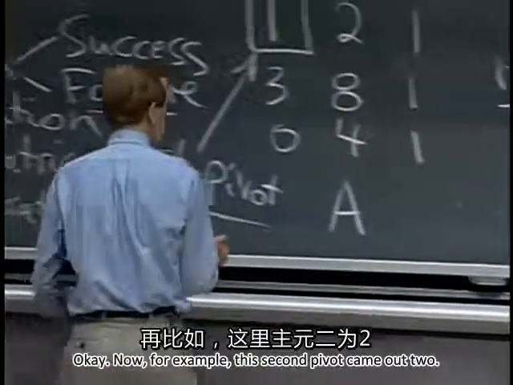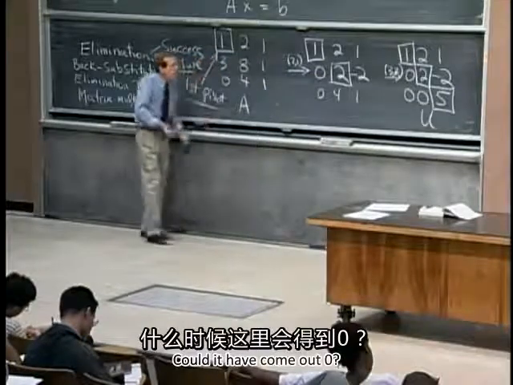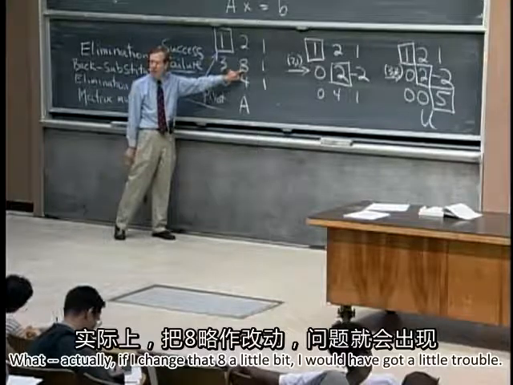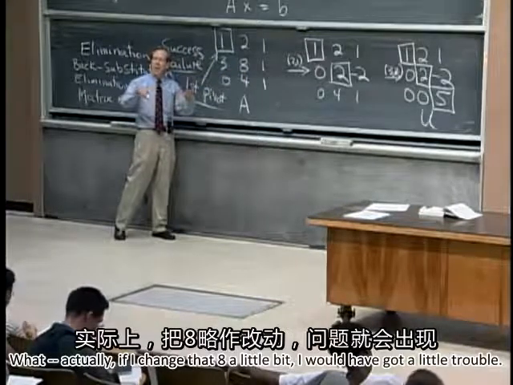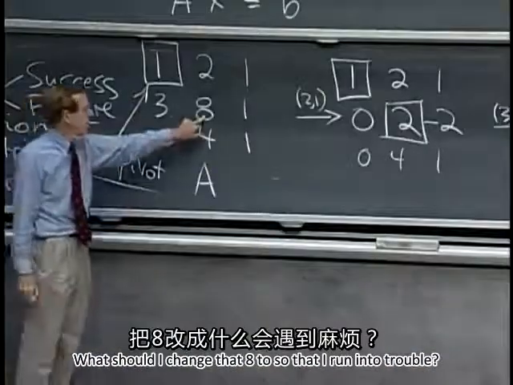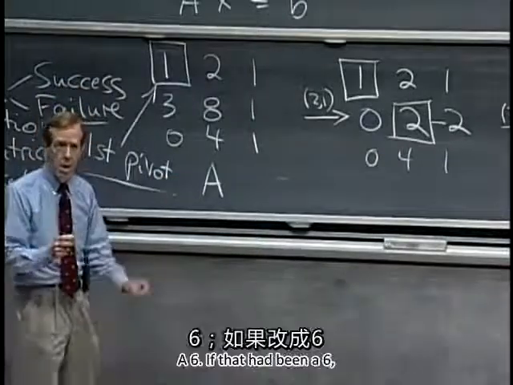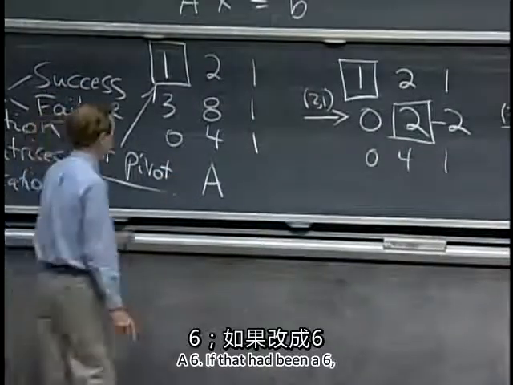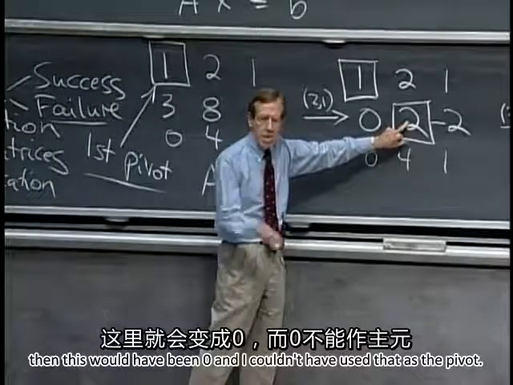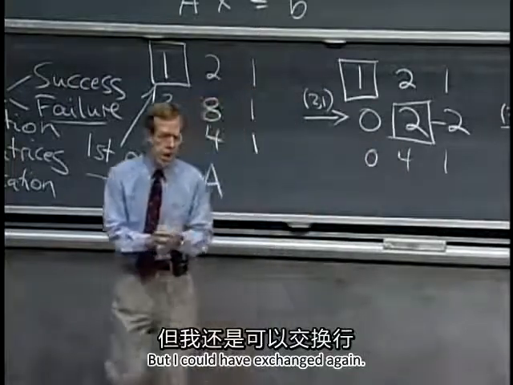Okay, now, for example, this second pivot came out 2. Could it have come out 0? Actually, if I changed that 8 a little bit, I would have got, again, a little trouble. What should I change that 8 to so that I run into trouble? A 6. If that had been a 6, then this would have been 0, and I couldn't have used that as the pivot, but I could have exchanged again.